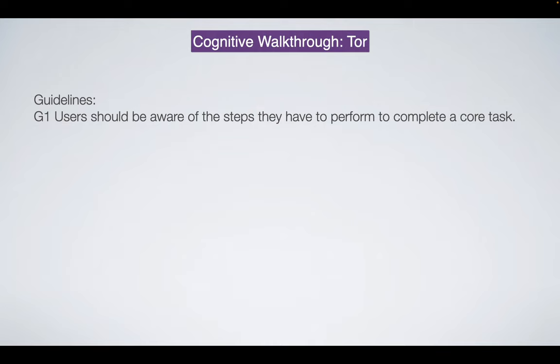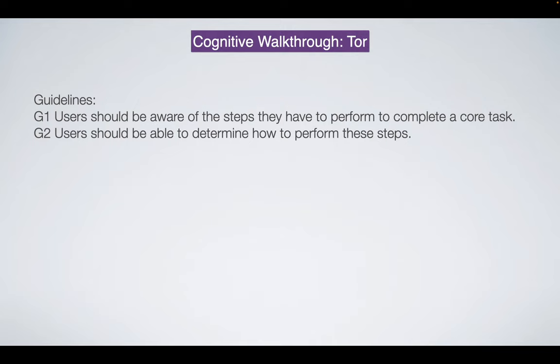Okay. So the first guideline is that the user should be aware of the steps they have to perform to complete a core task, okay? So I know I want to browse the web anonymously, that's my core task. I should know what the steps are to do that, okay? Why do I know that? Well, the software is helping me somehow, okay? So I should be able to figure it out. So that's sort of the second one. The first one is I should know how I'm about to do it. And then I should be able to figure out exactly how I can perform it with the software, okay?